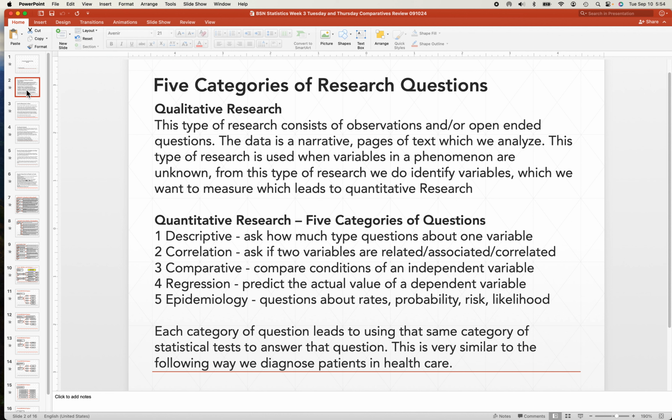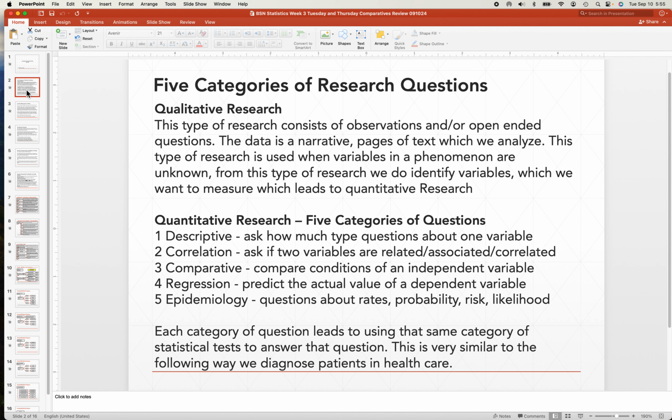Once we have variables, we like to measure them, and we start off with a descriptive level. The descriptive level of statistics is one where we have questions that are sort of like how much type questions about one variable. An example I always use is if we had a question such as, what is the level of job satisfaction of staff nurses in Louisiana? In that case, there's only one variable, job satisfaction, and that would be an example of a descriptive question that would call for a descriptive study and descriptive statistical tests to analyze our data.